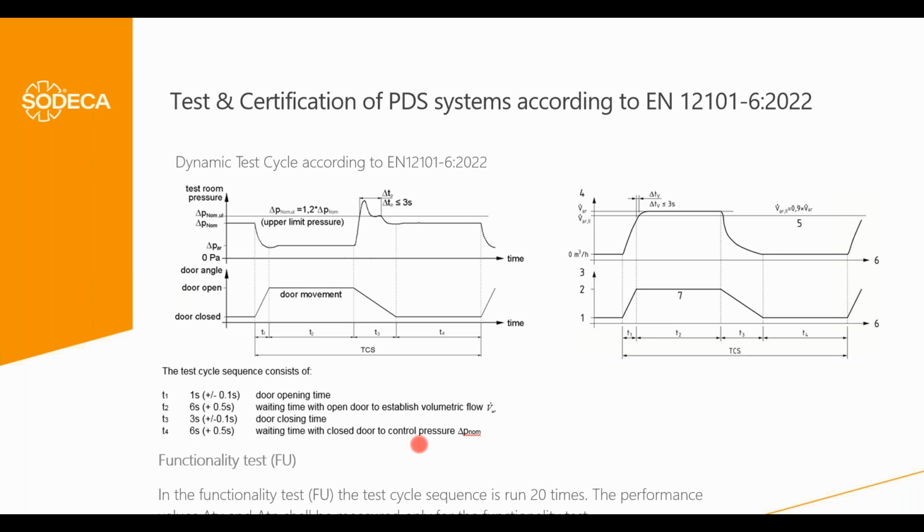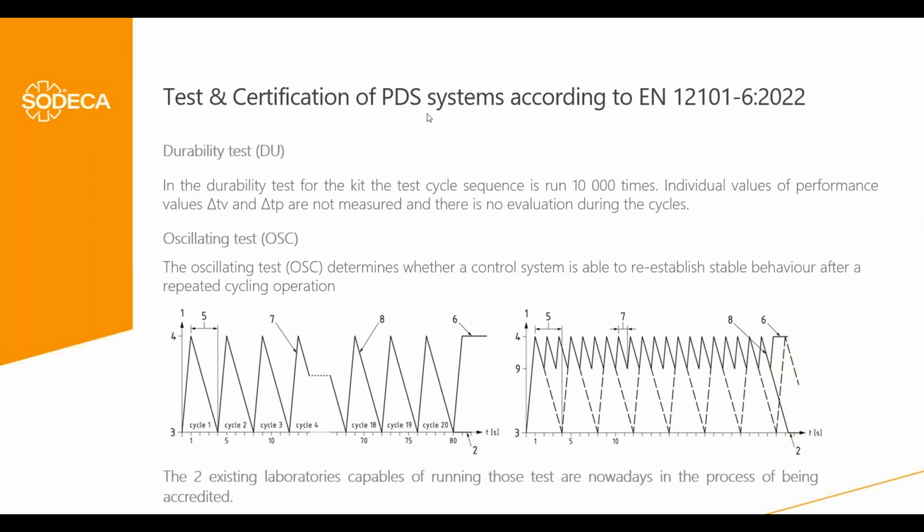This is the functionality test that we have in the standard, and we have to carry out this test 20 times, measuring these parameters: the time of reaction to achieve 90% of the flow, and the time of reaction to achieve below 120% of the nominal pressure, and we measure 20 times. But before doing this functionality test, we first do a durability test, running the system 10,000 times, trying to make the system old, let's say, to damage the system.